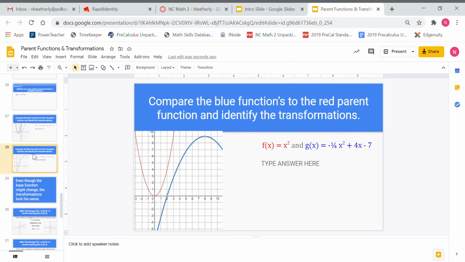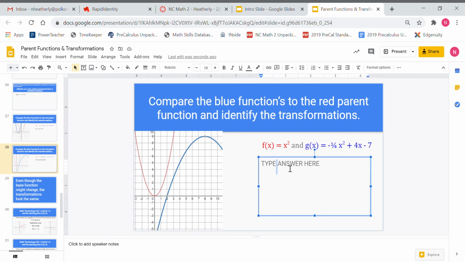If we look at the next example, we've still got 2 functions. We are able to see that it flips over. We go from a U to an N. Remember, we're comparing red to blue. And then we also see that it gets wider.